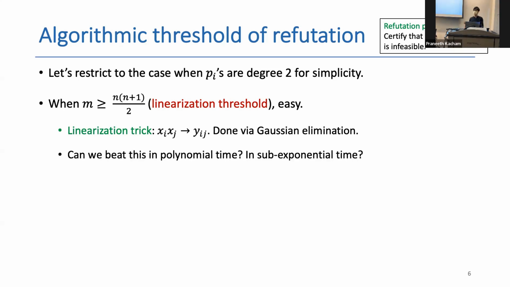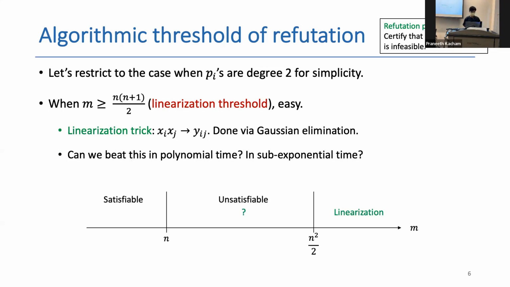So our question is, can we beat this in polynomial time or in sub-exponential time? Can we lower the m required to refute this system? Here's a diagram. We know that below n is satisfiable, and above n is unsatisfiable with high probability. Actually, with probability 1 because it's Gaussian. Above n squared over 2, we can do this linearization trick to refute. But what can we do in this region?